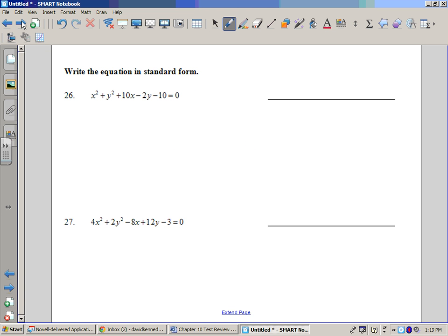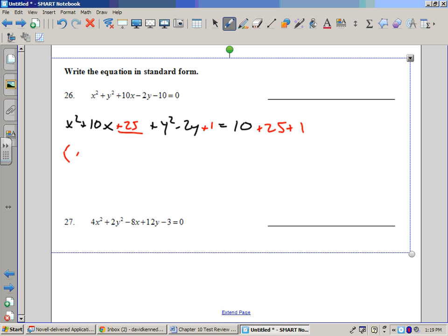Write the equation in standard form. I'm going to combine these. I'm going to say x squared plus 10x plus y squared minus 2y is equal to 10. In order to complete the square here, I'm going to take half of 10, which is 5. 5 squared is 25. I'm going to have to add 25 to this side also. Half of negative 2 is negative 1. Negative 1 squared is plus 1, so I'll put a plus 1.